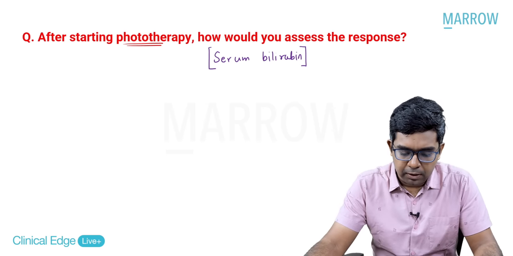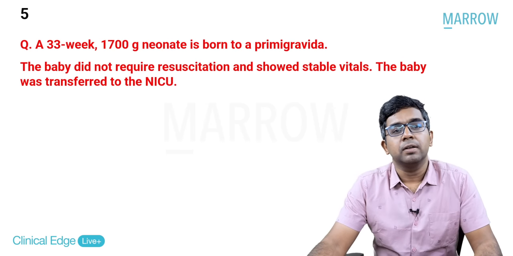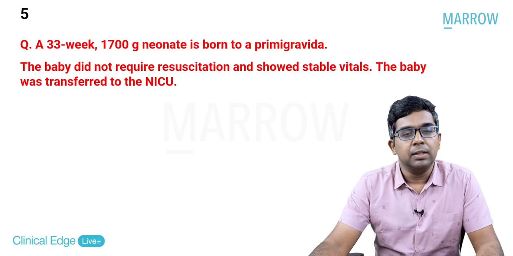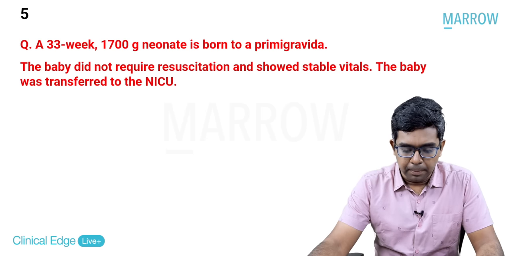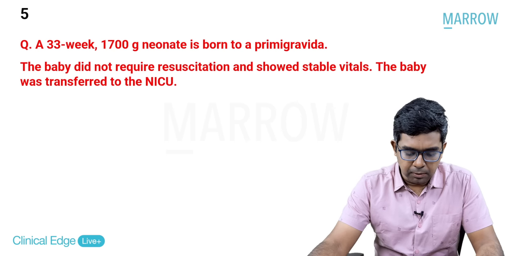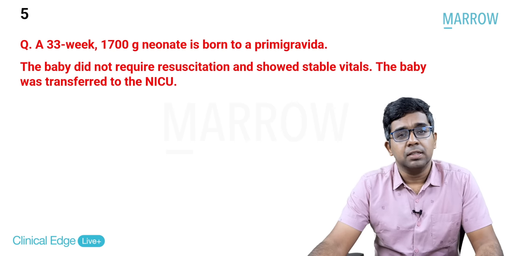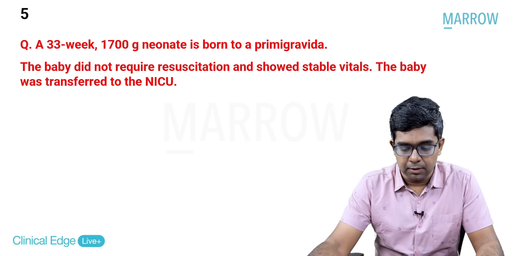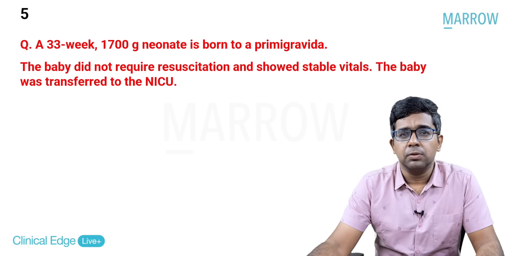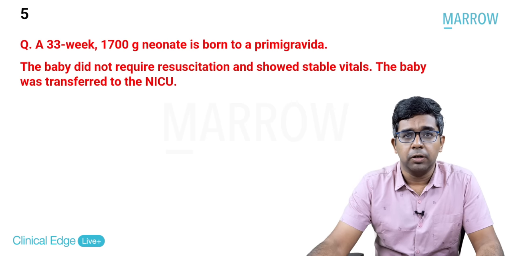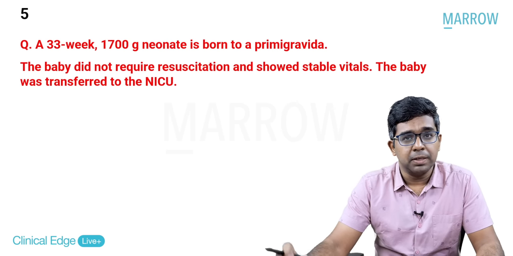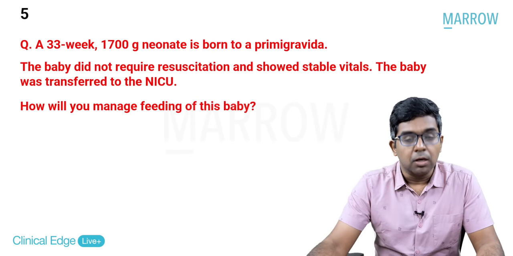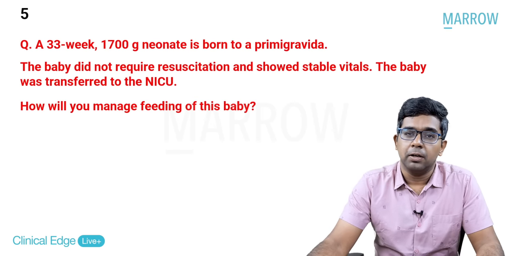That would be the clinical vignette number 4. Moving on to vignette number 5. A 33-week-old baby weighing 1700 gram is born to a primigravida mother. The baby did not require resuscitation and showed stable vitals. The baby was transferred to the ICU for routine monitoring. Okay. Now, this is related to a preterm baby. And the question is, how will you manage feeding of this particular baby?